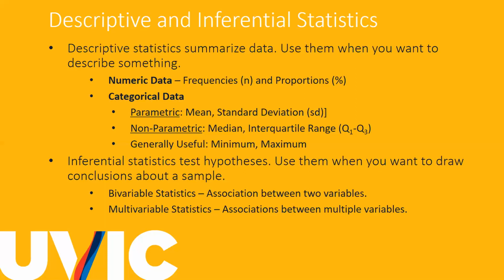And so you have bivariable inferential statistics. That's when you're drawing an association between two variables. Maybe you look at the association between coffee drinking and lung cancer, and you see, okay, there's an association or there's no association. That's just two variables, so you're using bivariable statistics.